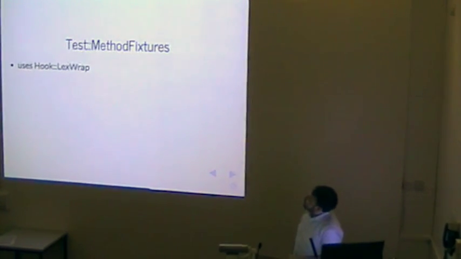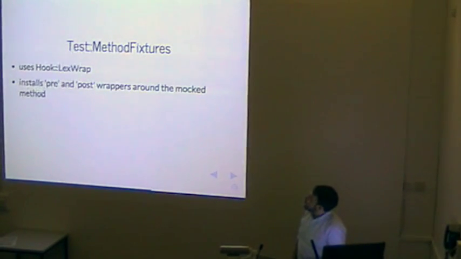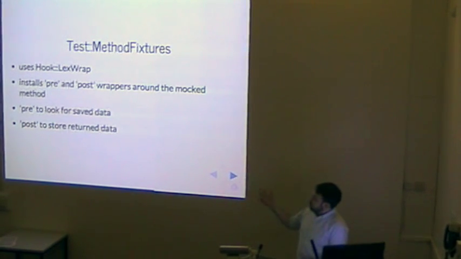So it uses Hook::LexWrap, although it may not for much longer after I found the undocumented behavior. The basic idea is we're installing a wrapper around the mocked method. Before the method runs, we look to see if we've got any saved data that matches those inputs. And then afterwards, if we've run the method, we then save the return data.